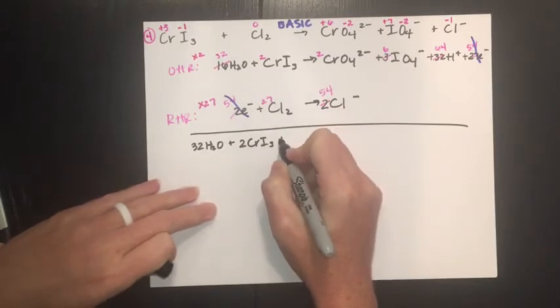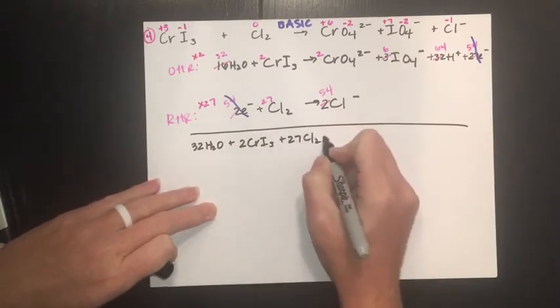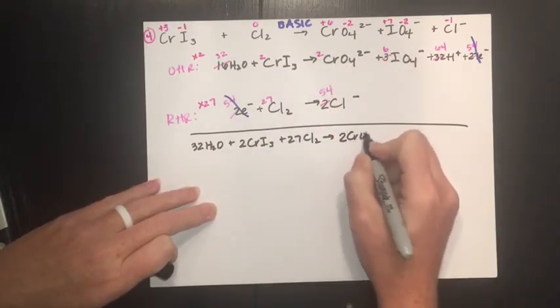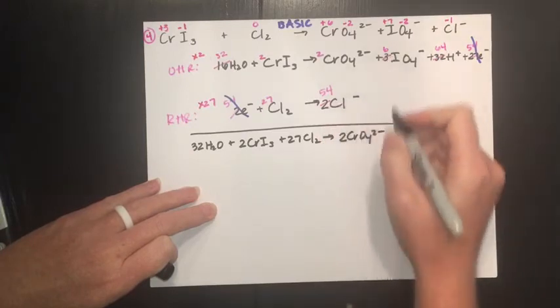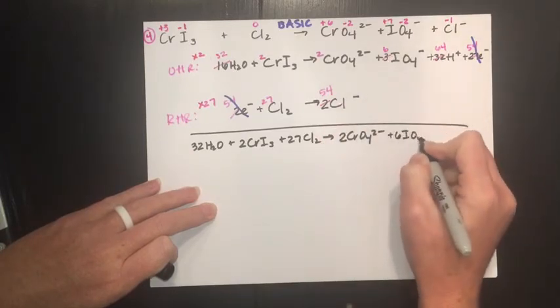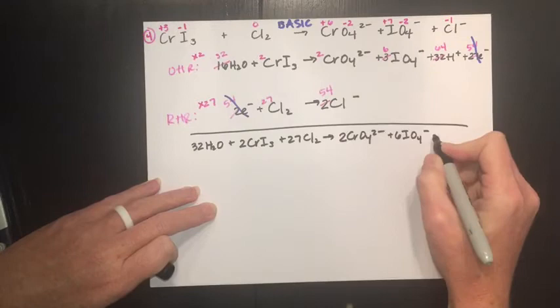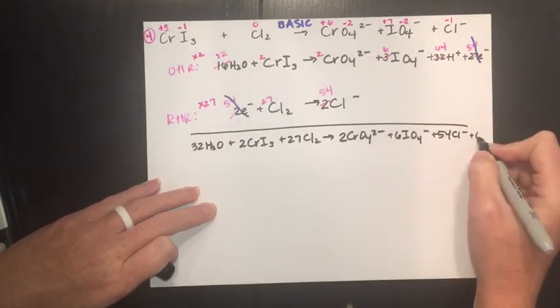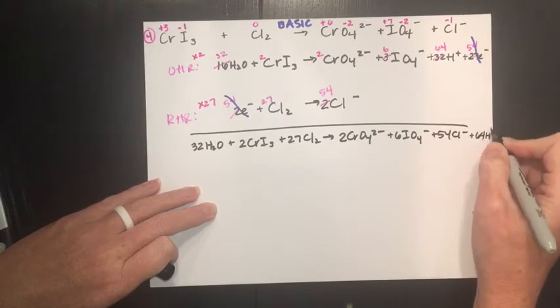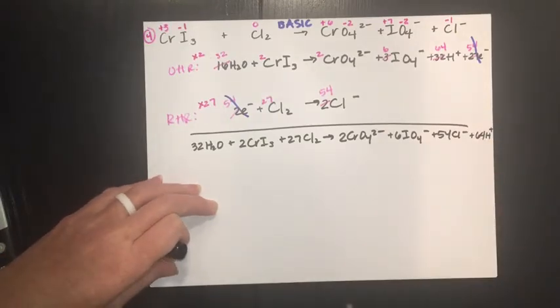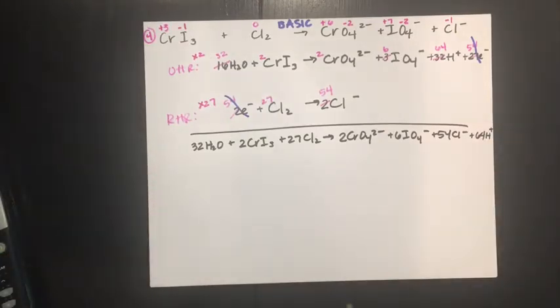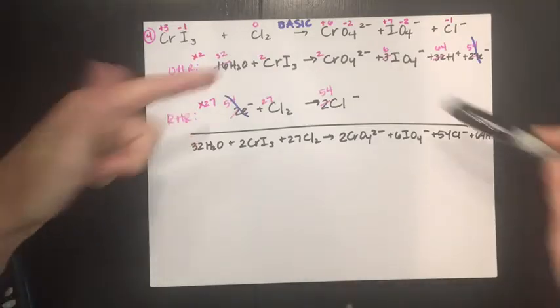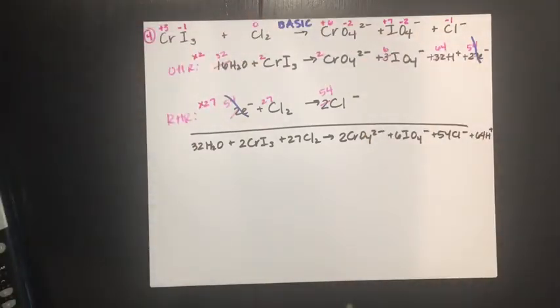plus 27, goes to 2 of these, and 6 of these, 54 of these, and 64 hydrogen ions. Okay, we could check and make sure everything's right, but it is, and so unfortunately this is an acidic solution and we need to make it a basic solution, so what do we have to do?